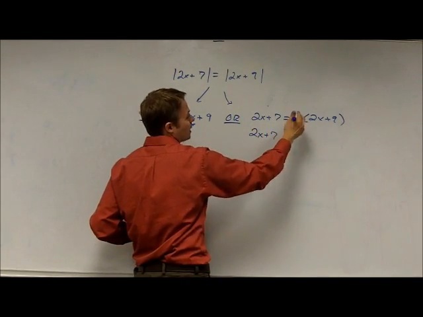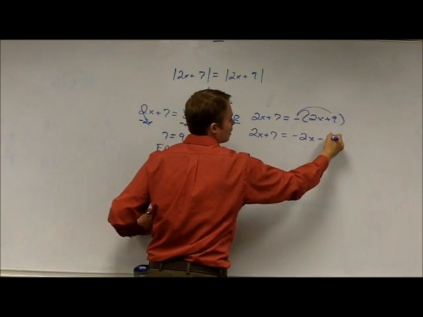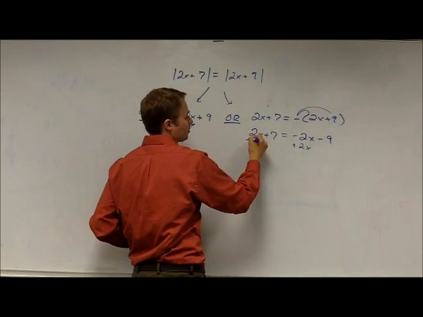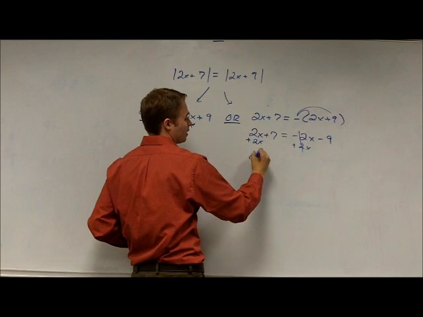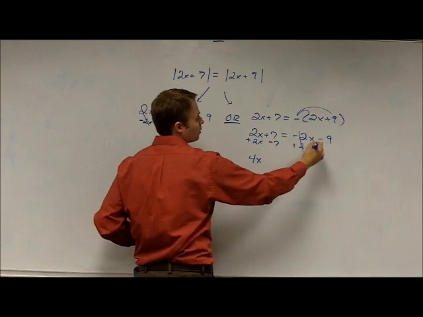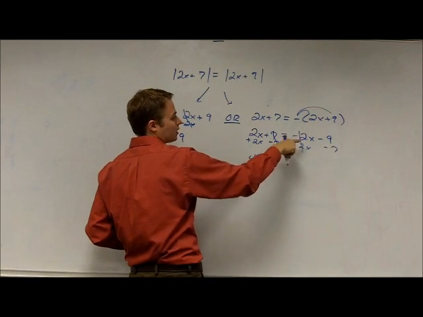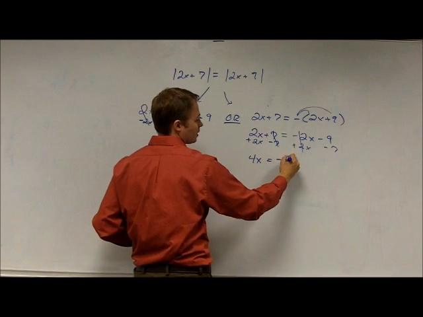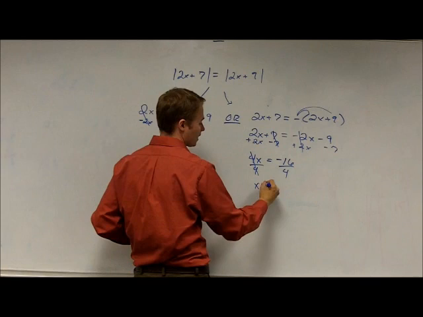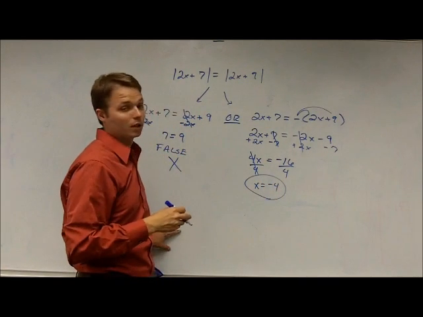So the first thing I need to do for this side is I need to distribute the negative sign. So that will change this to a negative 2x minus 9. Then I can add 2x to both sides. So I'll end up getting 4x. I can actually go ahead and subtract the 7 too, right? You can do this all in one step. And I'll get 4x is equal to negative 9 minus 7, which is negative 16. And then when I divide by 4, I'll get x is equal to negative 4. And that's the only solution that I'll get from this particular equation.